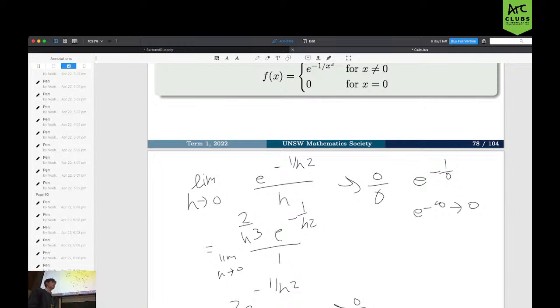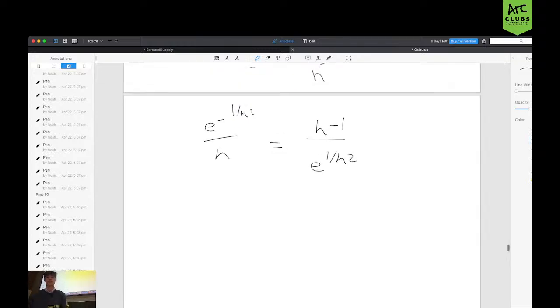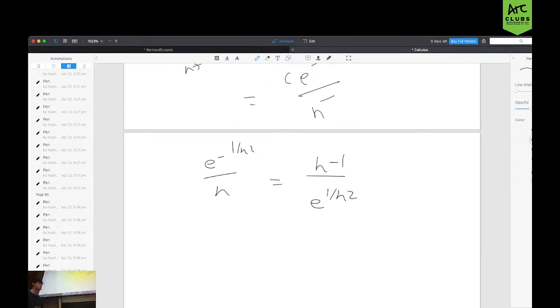But what we can freely do is simply rewrite this expression. We have the expression e to the negative 1 on h squared divided by h. Well, we could flip the top and the bottom to get a new fraction that's equal, but obviously looks different. So we take h to the negative 1 on the top, and then we have e to the 1 on h squared. What we did was we didn't change anything, but we changed how it looked. And we also changed what the derivative of the top and the derivative of the bottom are. So then maybe L'Hopital's rule will work now that we flipped it.